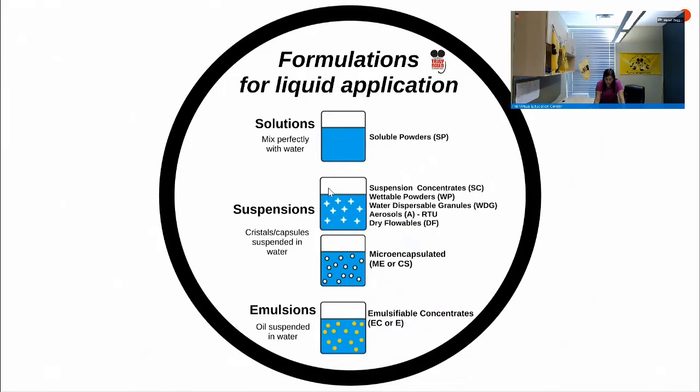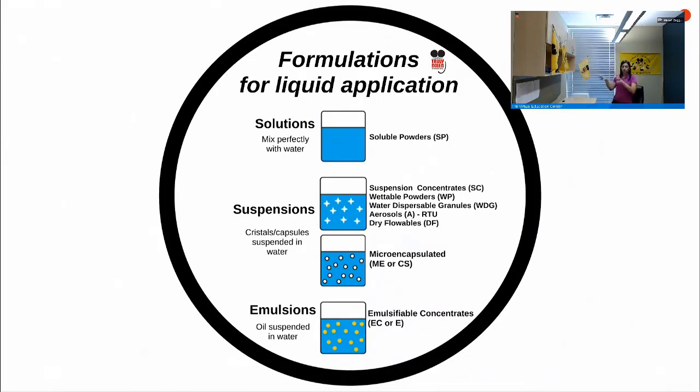Then throughout your application, you should be agitating the mix, because the particles can decantate to the bottom of the sprayer, so we want to avoid that. Those suspensions that form crystals, the suspension concentrates, don't leave as much residue on the surface treated, and their crystals are smaller when we compare with wettable powders. So they're good for smooth surfaces.